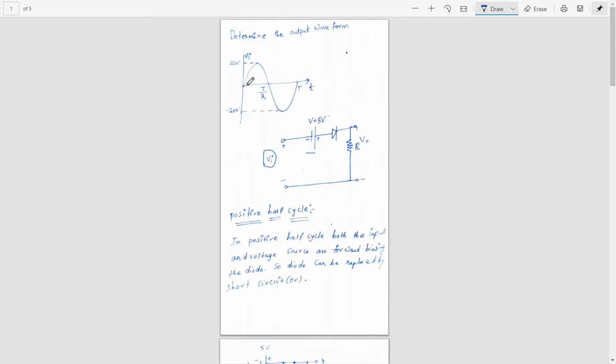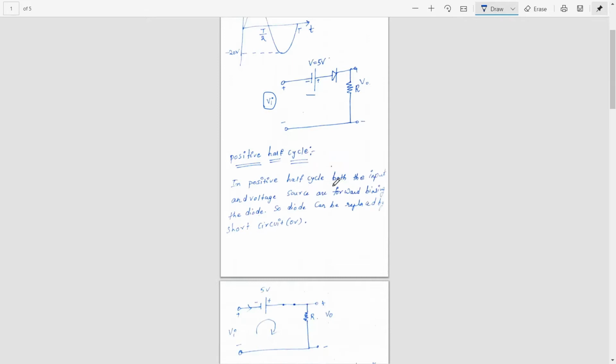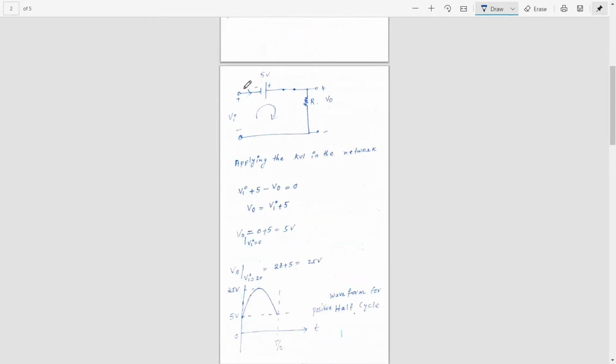So it will happen from 0 to T by 2 in the first half cycle. Now this is how we replace the diode with a short circuit, and we apply the KVL in this network. Applying the KVL: Vi plus 5 volt minus 0 volt drop minus V naught is equal to 0. This is the KVL equation, and after solving we get the output voltage V naught is equal to the input voltage plus 5 volt.